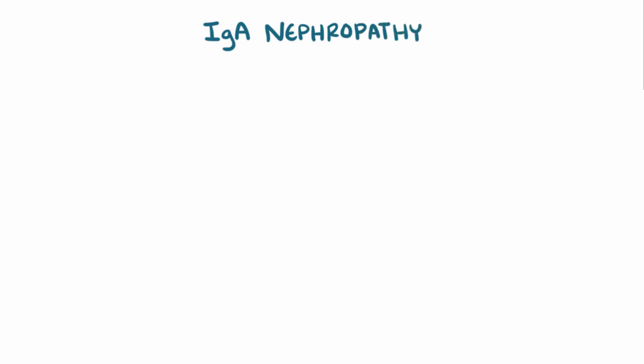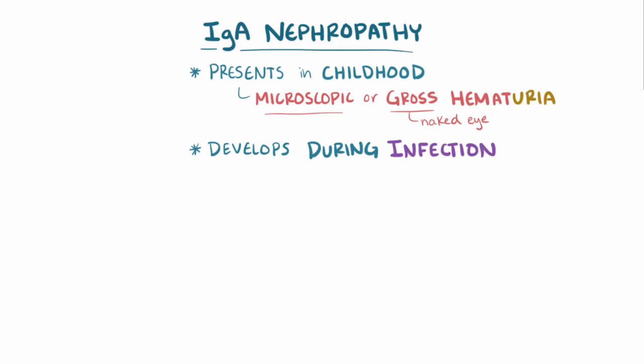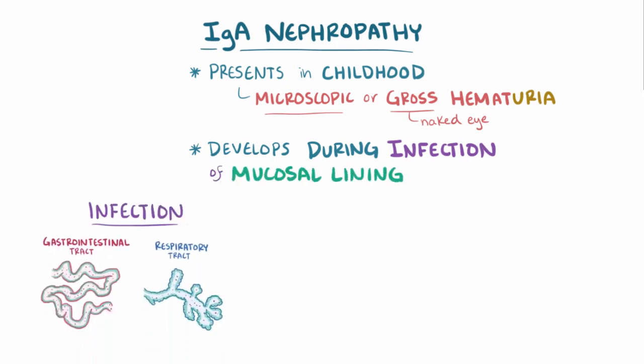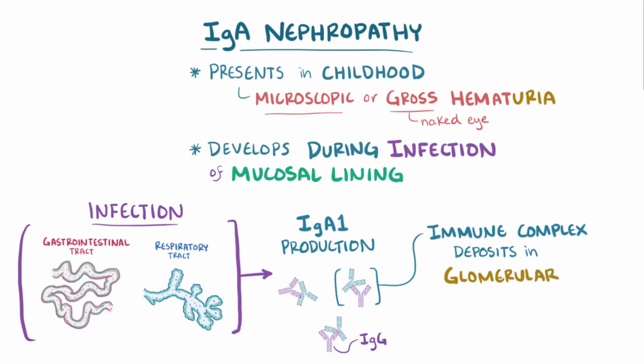Typically, IgA nephropathy presents in childhood as either microscopic or gross hematuria, meaning seen under a microscope or with the naked eye. And it typically develops during an infection involving the mucosal lining, like infections of the gastrointestinal or respiratory tract. In these sorts of infections, IgA1 antibody production gets ramped up, leading to IgG anti-glycan formation and immune complex deposition in the glomerular mesangium, causing inflammation.